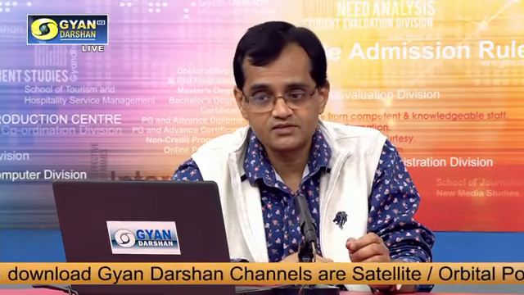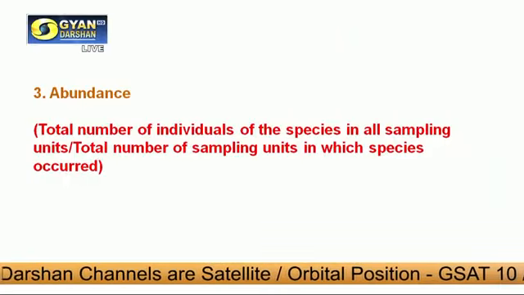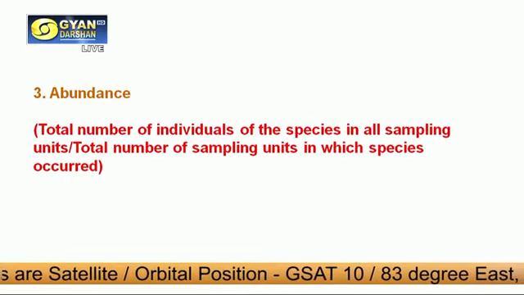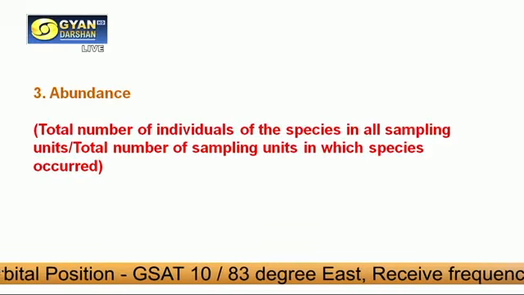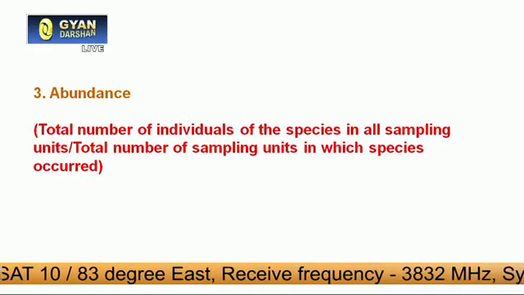Next, what is abundance? Abundance means the total number of individuals of the species in all the sampling units divided by the total number of sampling units in which the species occurred. What are sampling units? When you go to a forest, it may not be possible for you to study the community in each and every corner of the forest. So in that case, you have to make certain sampling units. Like you choose a particular small area, and that area is used as a sampling unit to get an overview or a holistic picture of the community of the forest.